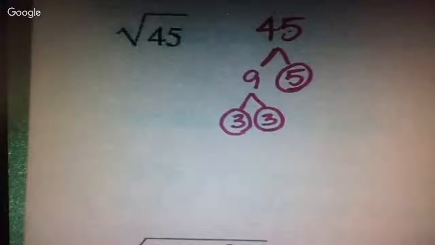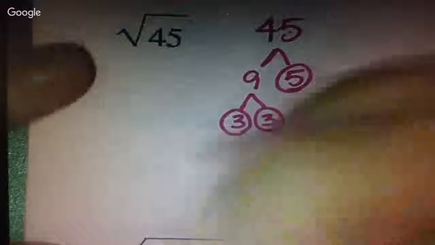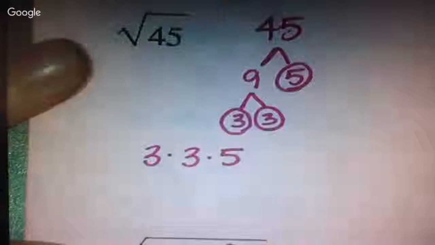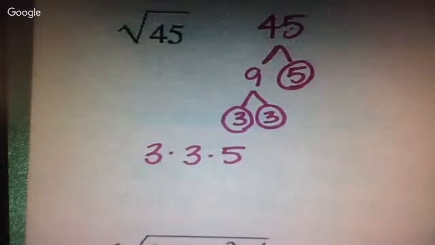Okay. So what is underneath my radical symbol? 45. Let's break it down. 9 and 5. The 5 is prime. And 9 is 3 and 3. Okay. So my prime factorization is 3 times 3 times 5. Everybody good to this point?